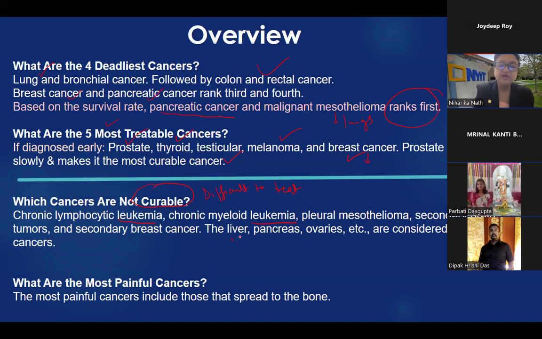And liver, pancreas, and ovaries, these are also very difficult to treat cancers. Secondary breast cancer means the cancer was there somewhere else, but it has now migrated to the breast. And which is the most painful cancer? I thought you should maybe just know that. When the cancer is in the bone or has spread to the bone, those are very, very painful cancers.